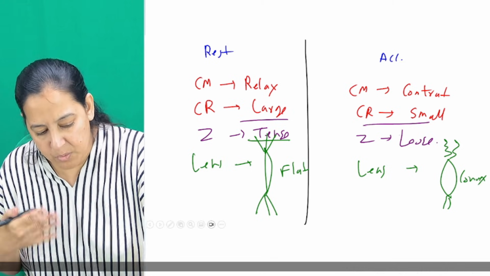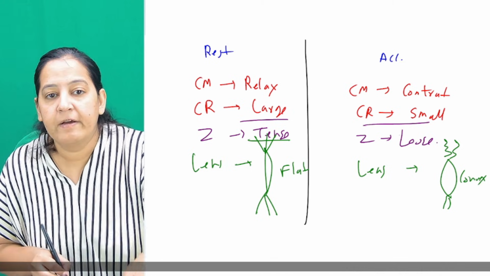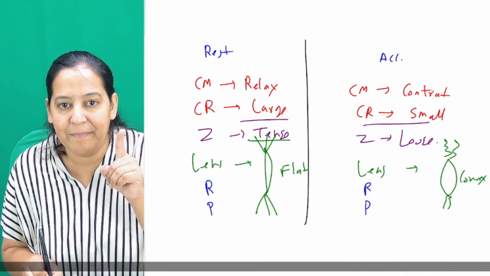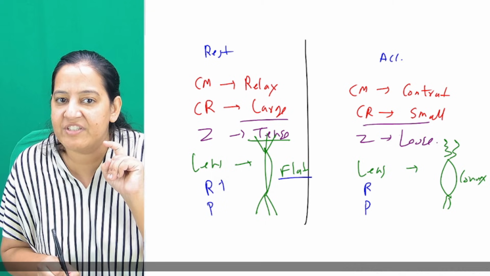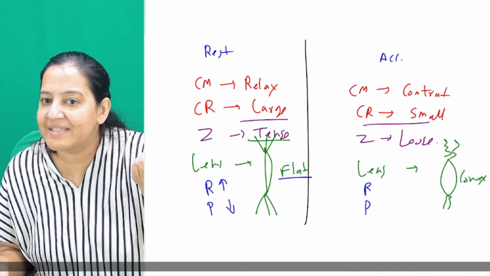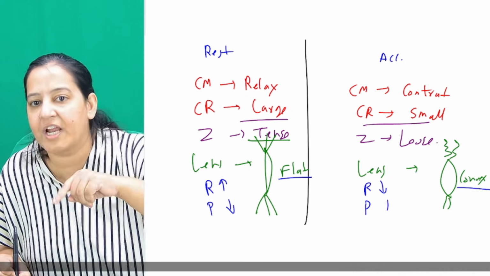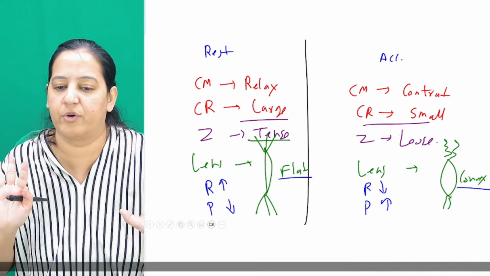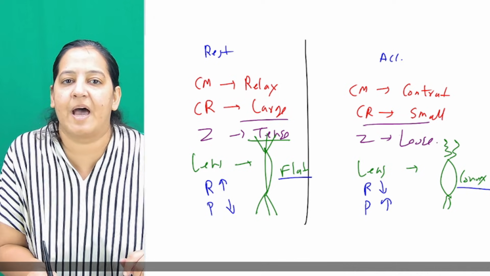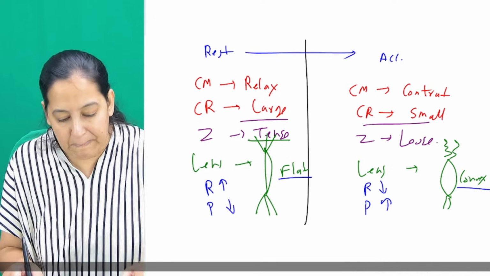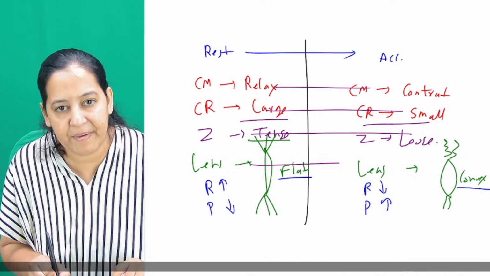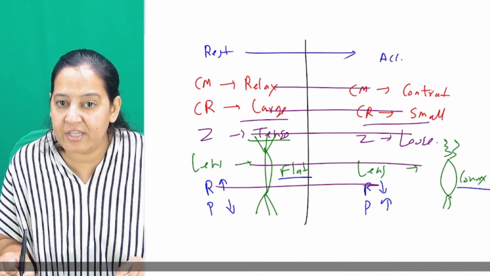Now what happens to the radius of curvature and power? The main thing is the radius. Here, because the lens is flat, the radius of curvature is high, so power is low. Here the lens is convex, so the radius of curvature is reducing and power is increasing. So this is the gist, people. Please learn and understand. This is the summary I can tell you: what is happening during accommodation? Compare the ciliary muscle, ciliary ring, zonule, lens, and the lens's radius of curvature and power.